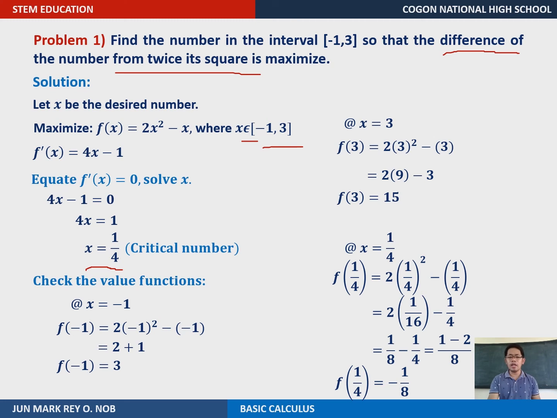But take note, class, our goal is to maximize our objective function. In other words, we will try to determine which of these values is the greatest or the maximum. Now, obviously, the maximum value is 15. So therefore, the objective function attains its maximum value of 15 whenever x equal to 3.